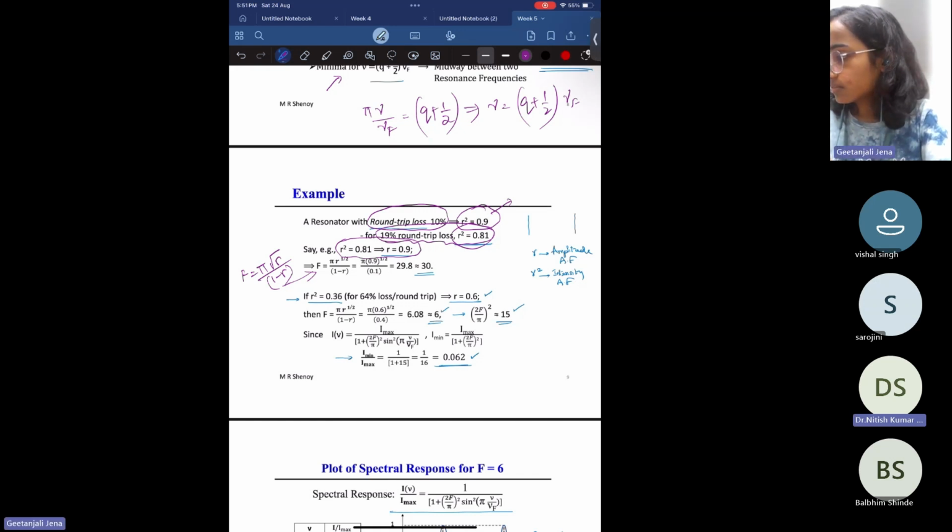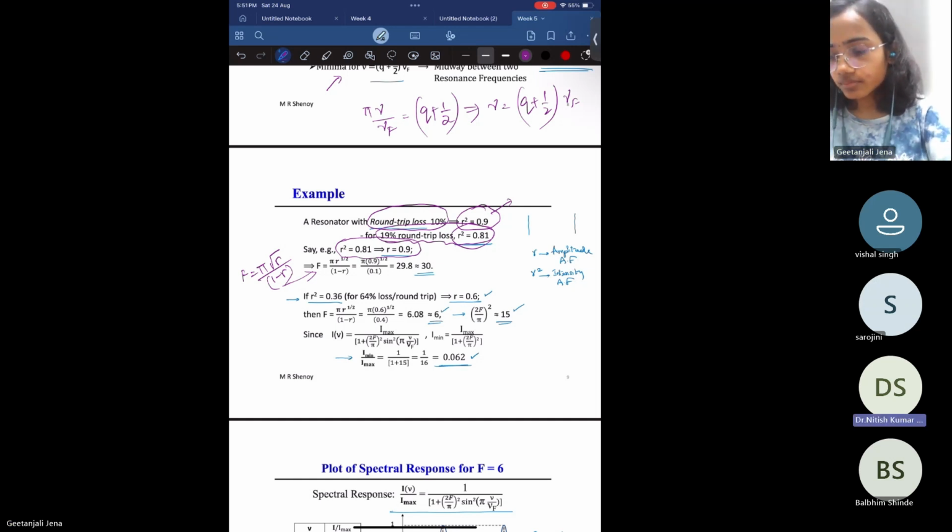Ma'am, here the round trip loss is 10%. So in that case, we have to use this equation for fineness, f equal to pi r to the power half over 1 minus r. Yes. If the round trip loss is already given, then you can easily find out the fineness. You can use this formula.